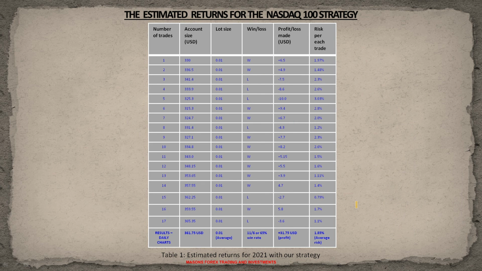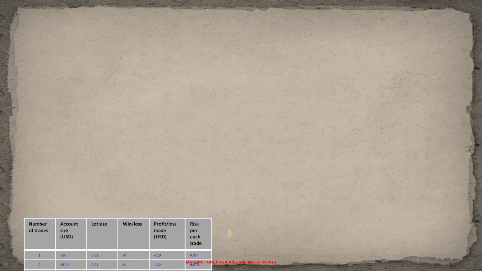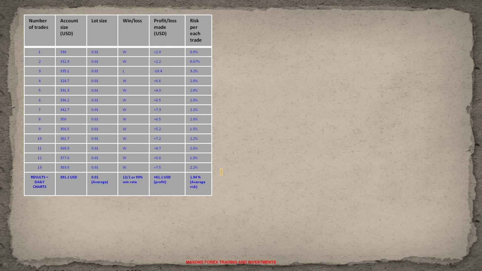So let us look at the next year returns. So this forms table 1. It's the estimated returns for 2021. I'm excited because it gives a positive yield. You can go and test it out and confirm for yourself. Now let's look at this year of 2020 with our strategy.